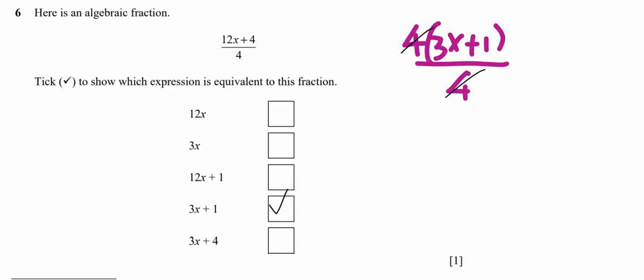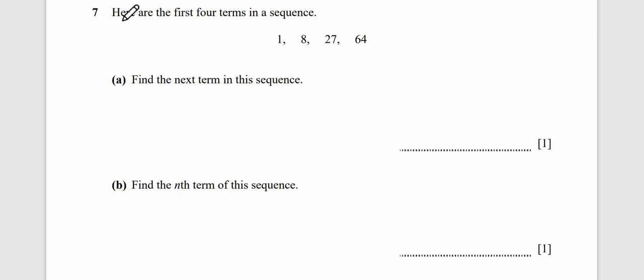Next. So we start with 7a. Here are the first 4 terms in a sequence: 1, 8, 27, 64. Find the next term in the sequence. 10 seconds from now for A. 10, 9, 8, 7, 6, 5, 4, 3, 2, 1.